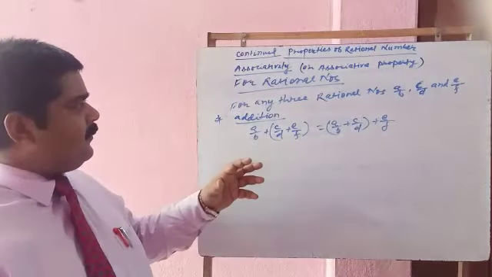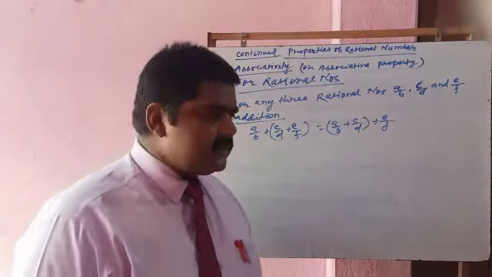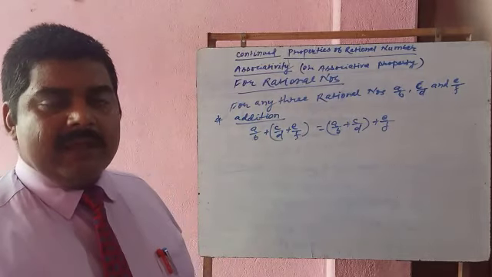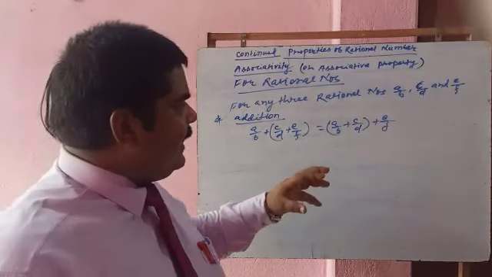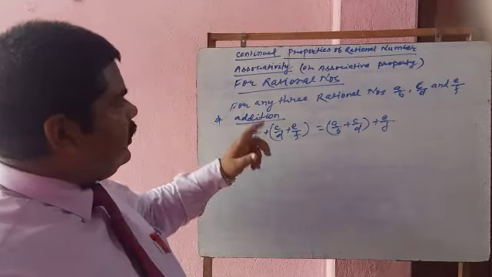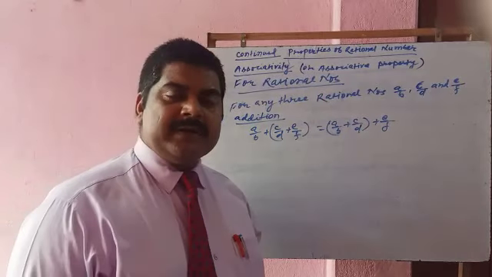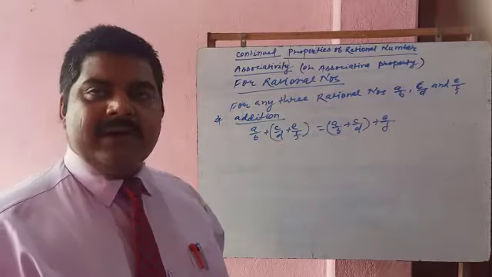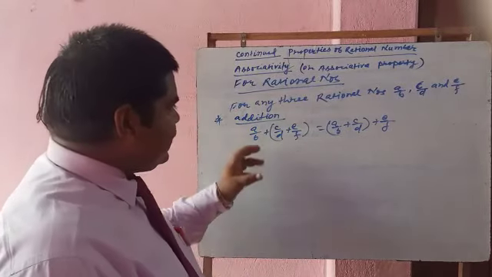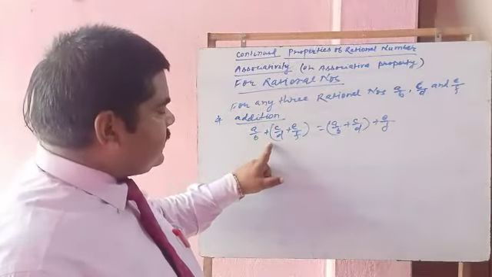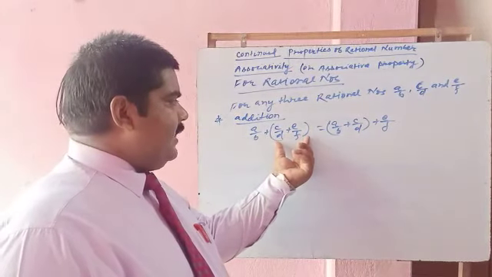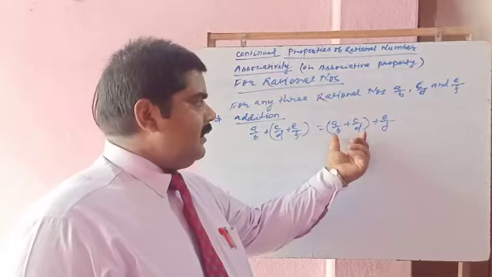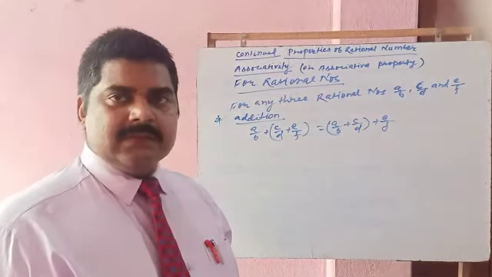Let's proceed for rational numbers. Suppose that a/b, c/d and e/f are three rational numbers. Then you have just to see the associative property for three rational numbers: a/b + (c/d + e/f) is equal to (a/b + c/d) + e/f.